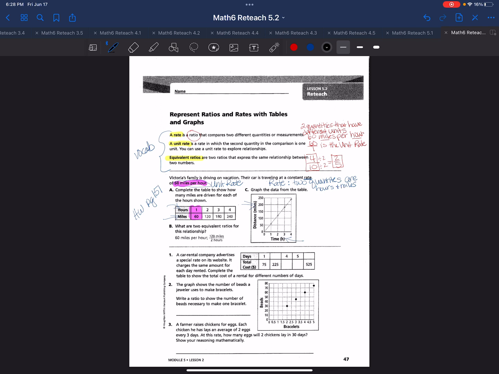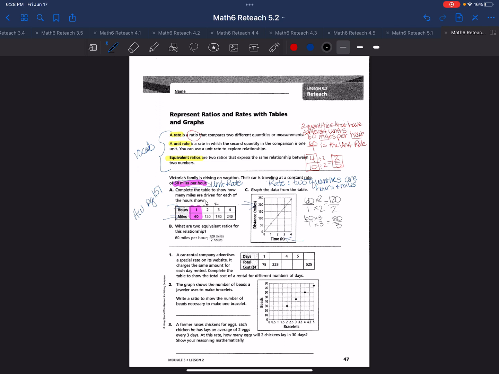That's step 2. So if I have 60 miles per hour, I know if I multiply that by 2, the denominator, I must do it to the numerator. So I would get 120 for every 2 hours. That's how I would get this column right here. And then I would do the same thing again if I wanted it for 3 hours. If I multiply the hours times 3, that's the denominator, I must do the same to the numerator. So I get 180 for 3 hours, and that's where I'm getting this information.